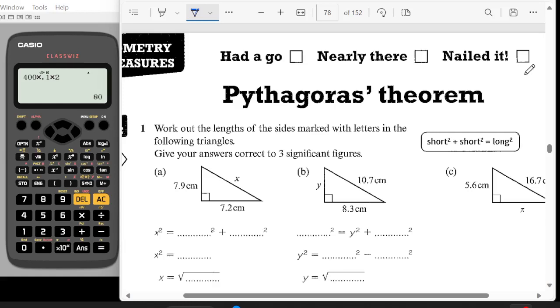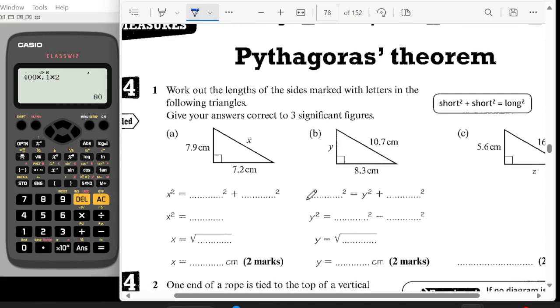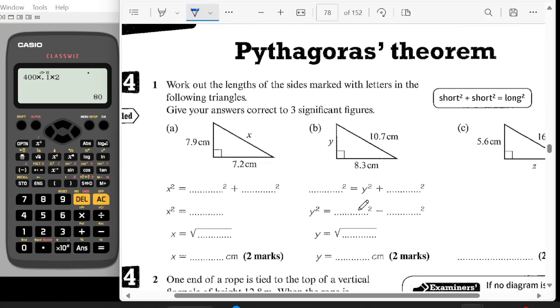Okay, so this is from the higher guide, and we're looking at Pythagoras' theorem. This is page 76 from the higher guide, higher workbook. Same page in the guide, but these are the questions. So time for us to put it into practice.